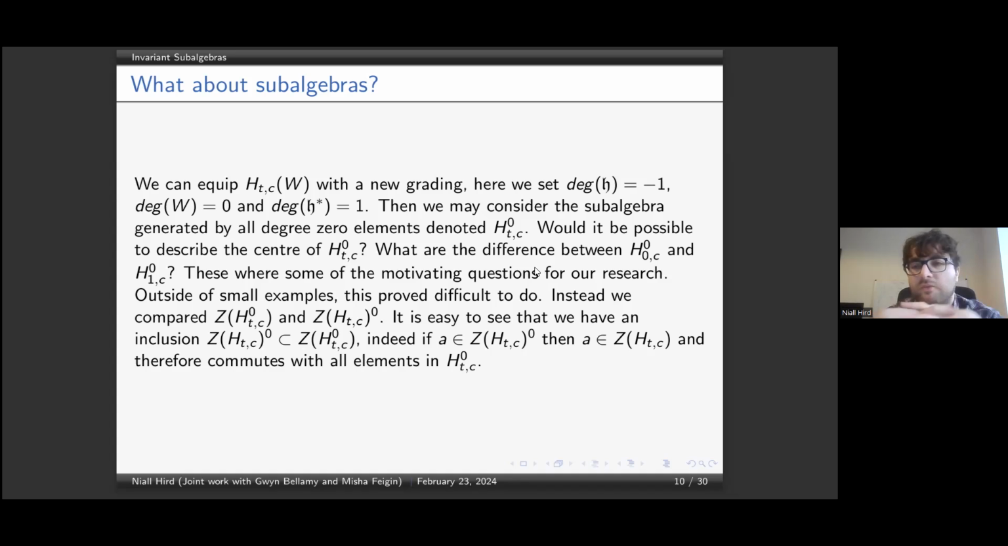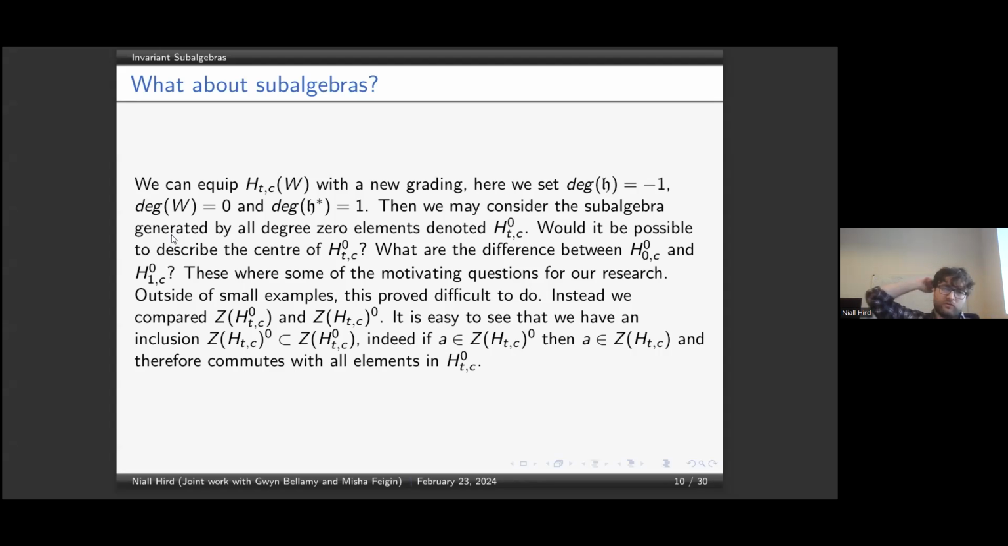So yeah, we asked some questions initially when we started, like, can we just describe what the center of this is? How does it depend on T and C? And yeah, it is still a pretty difficult thing to do. I should mention as well that it's not a trivial question yet to ask what does the center of H at T equal to 1 look like for this degree 0 thing. Just because the center is trivial for the entire rational Cherednik algebra, it doesn't mean the center of this subalgebra would be trivial. So it would still be non-zero.